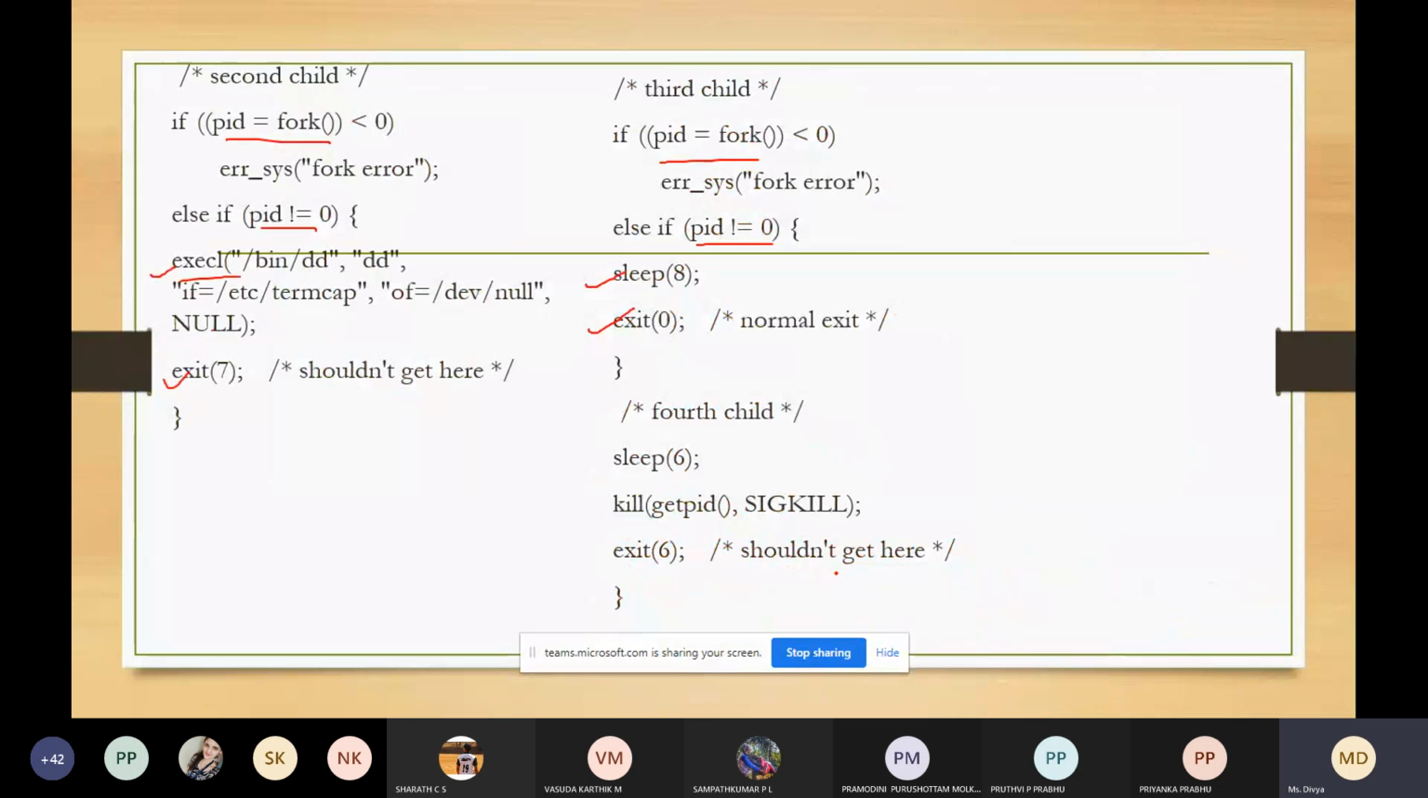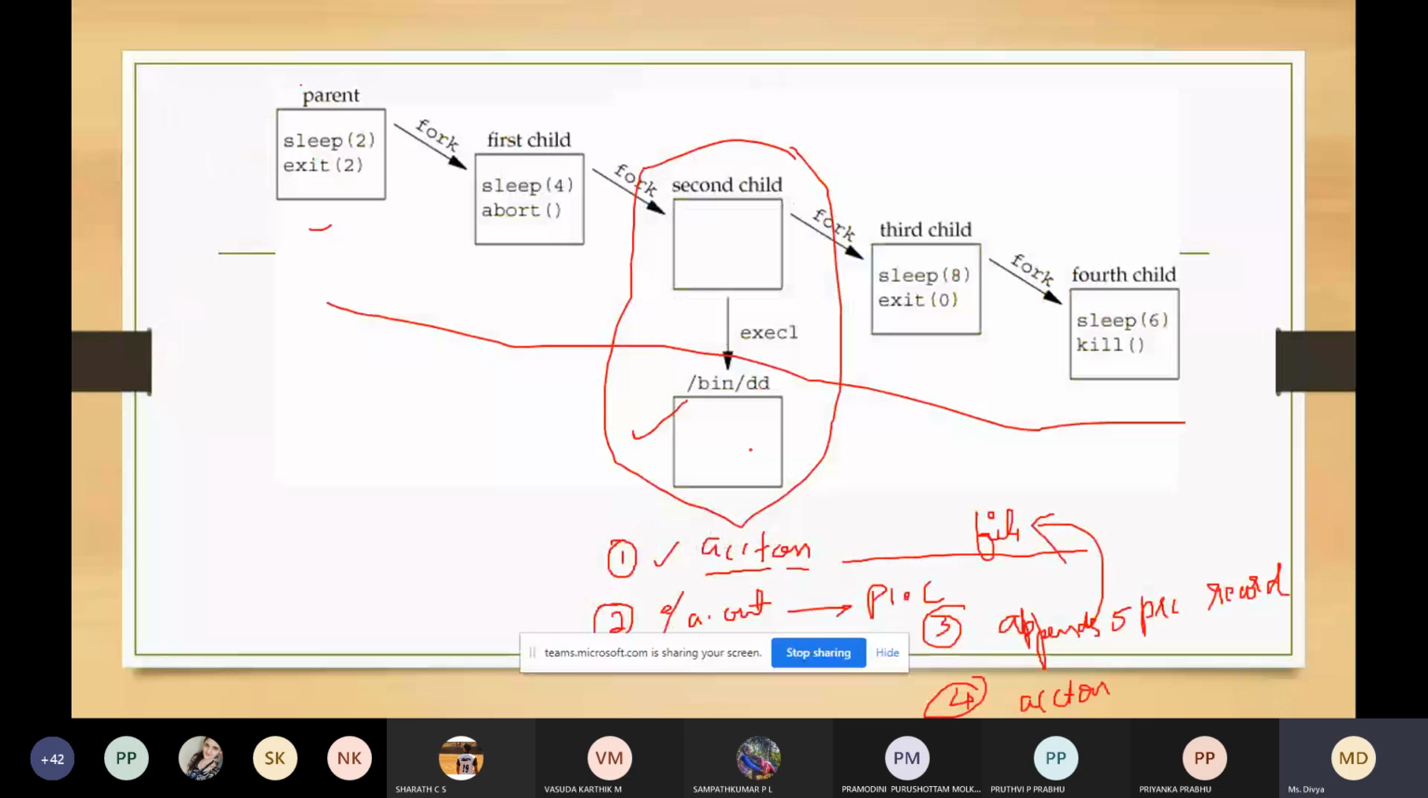So we have a program here with one parent and four children. Altogether there are the parent, the first child, second child, third and fourth, but the second child is again creating one sub child. But how many records will be stored? Only five process records will be there.